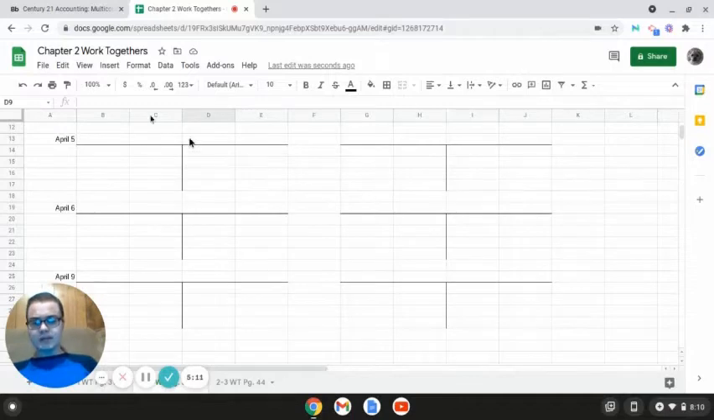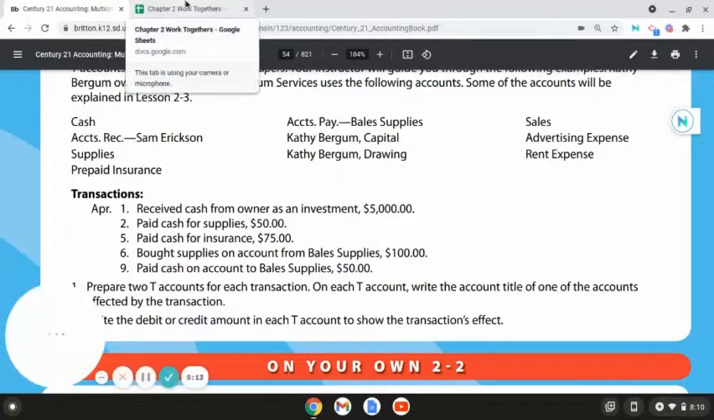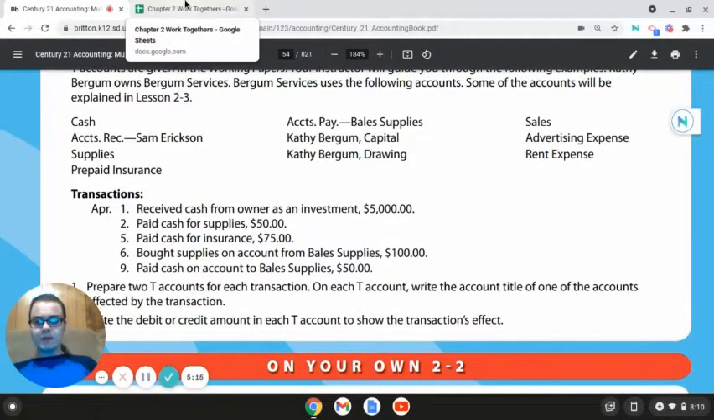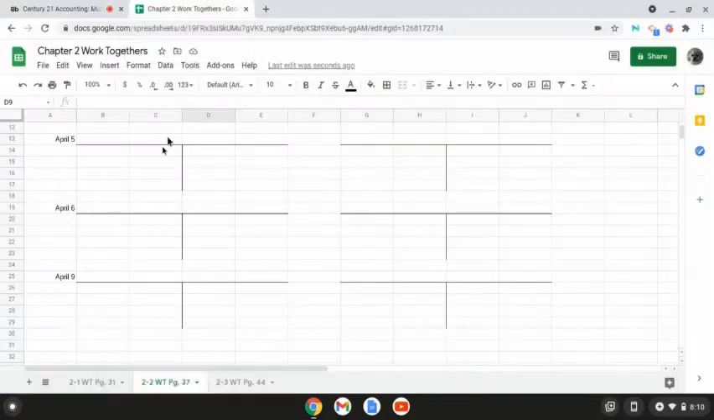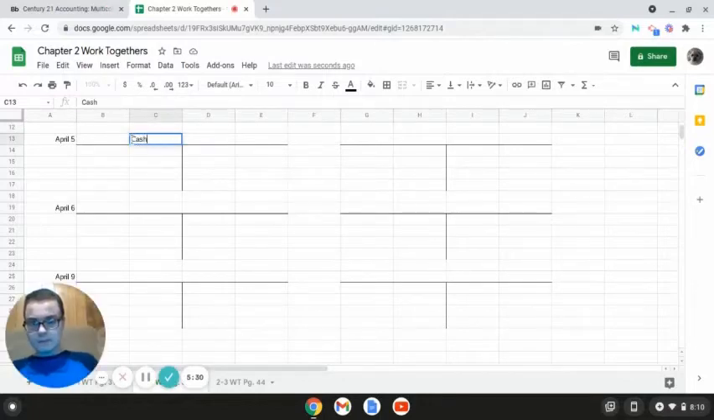Okay, so that was transaction number two. Transaction number three reads, on April 5th, paid cash for insurance, $75. All right, so again, the first thing that we're going to do is determine what accounts are being affected here. So when we pay cash for insurance, the two accounts that are being affected here are cash and also prepaid insurance.